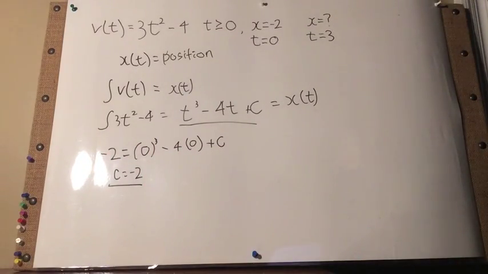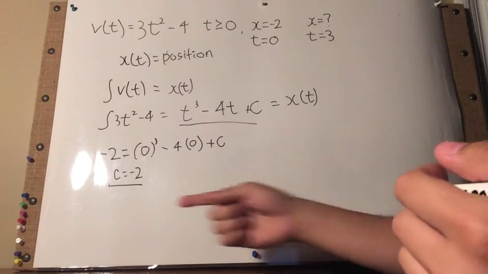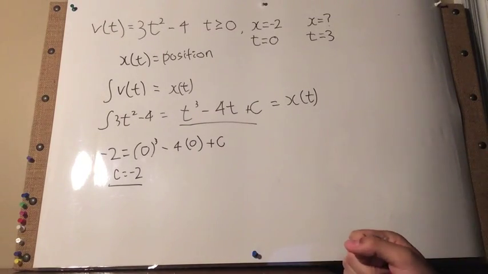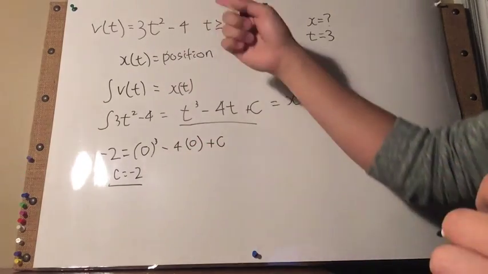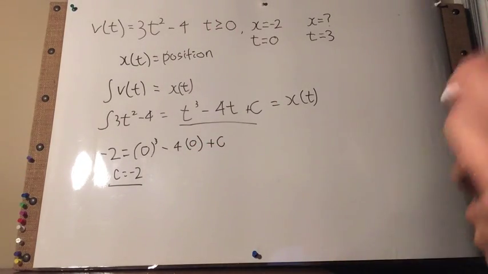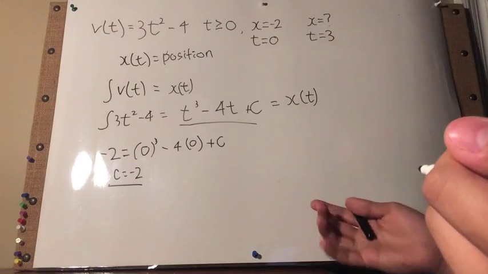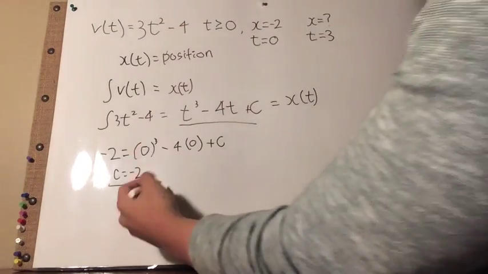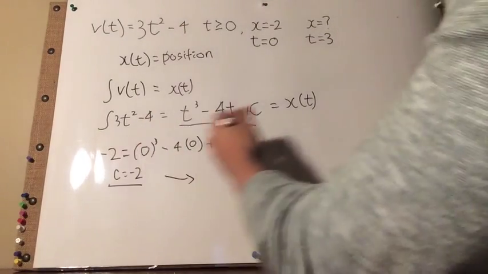So after you solve it, you should get a c value of -2. Now you plug it back into the original equation, replace c with -2, and plug in 3 for t. So I'm going to do that right here.